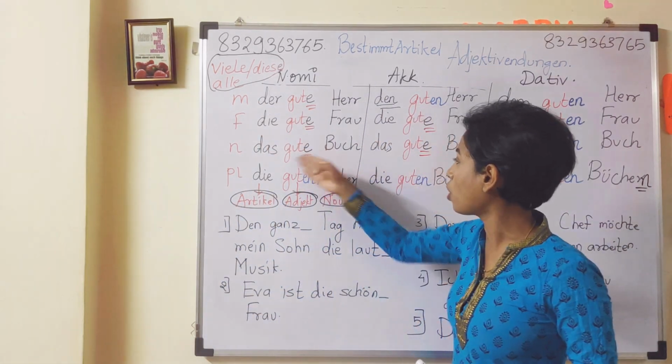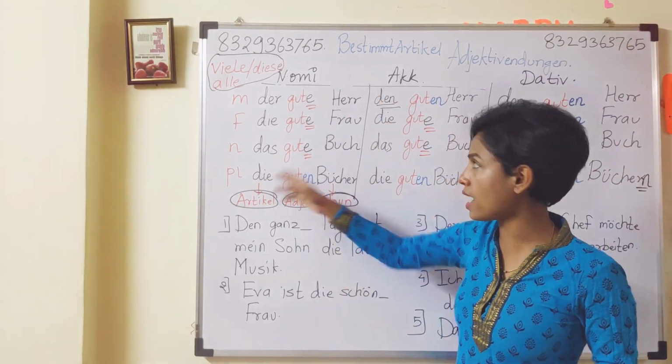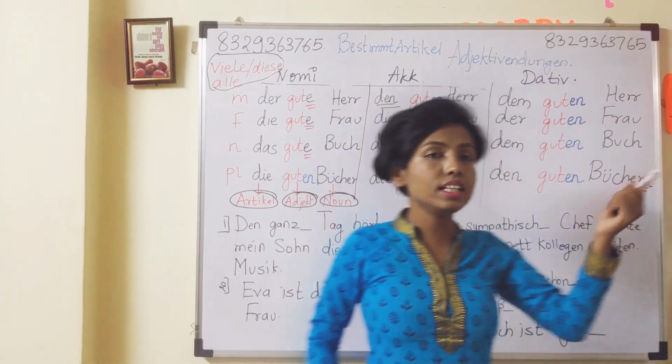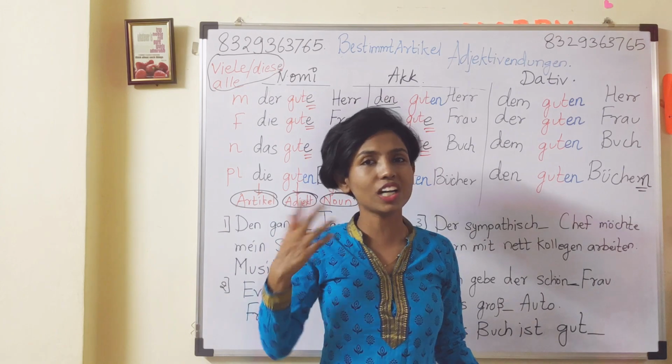The other 2 columns you all already know. Der, die, das, die. Then den, die, das, die. Same. Only this is different from there. And here, dem, der, dem, den. Only 4 words are there. You all can surely learn it.